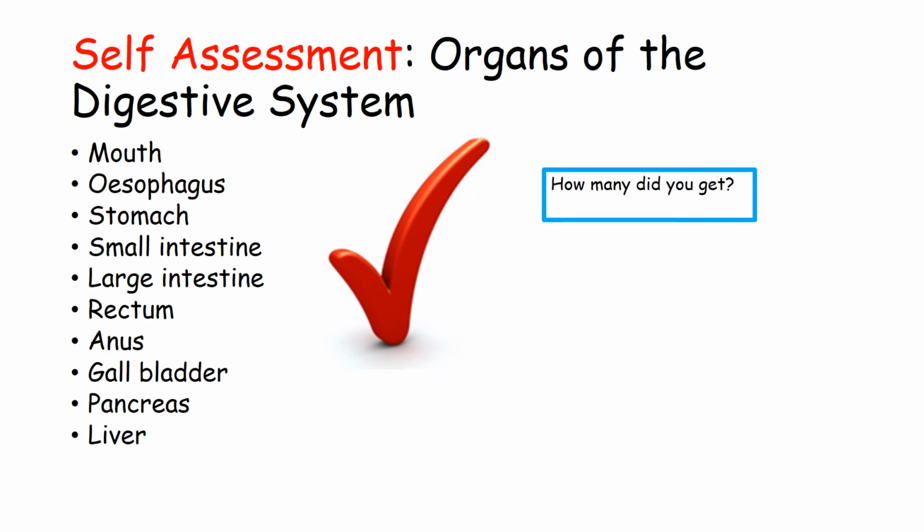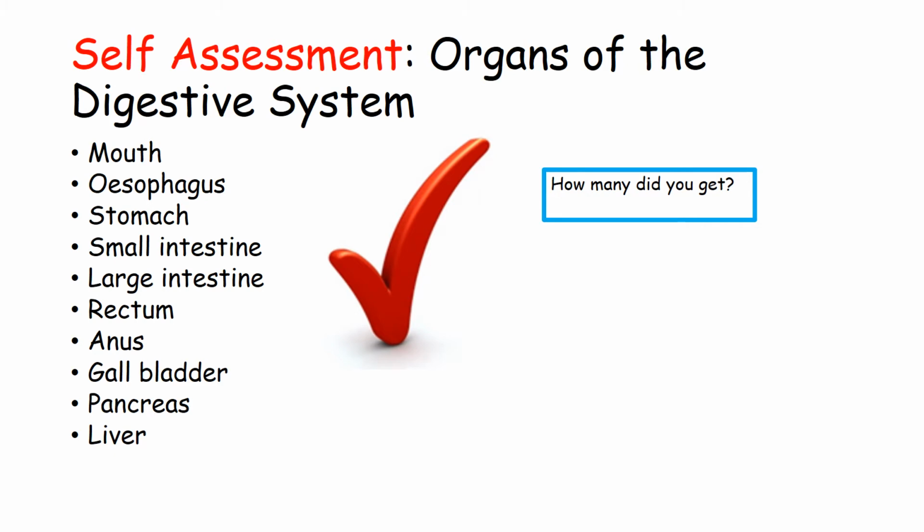Okay, so here are the organs of the digestive system. See how many you got. We've got the mouth, esophagus, stomach, small intestine, large intestine, rectum and anus. These are the organs food passes through, undergoes the process of digestion, and then undigested food is passed out as feces. However, there are also the organs of the gallbladder, the pancreas and the liver.